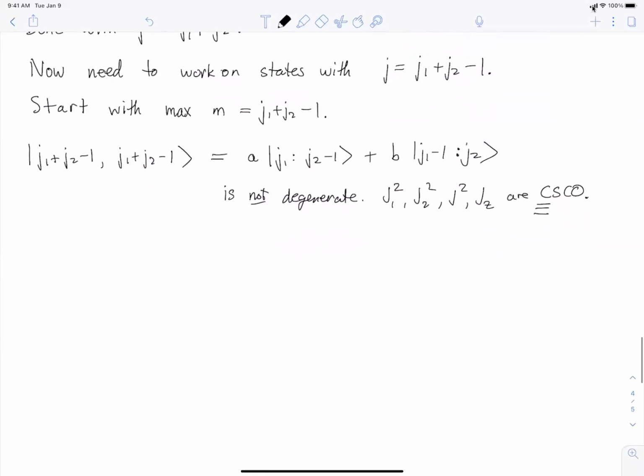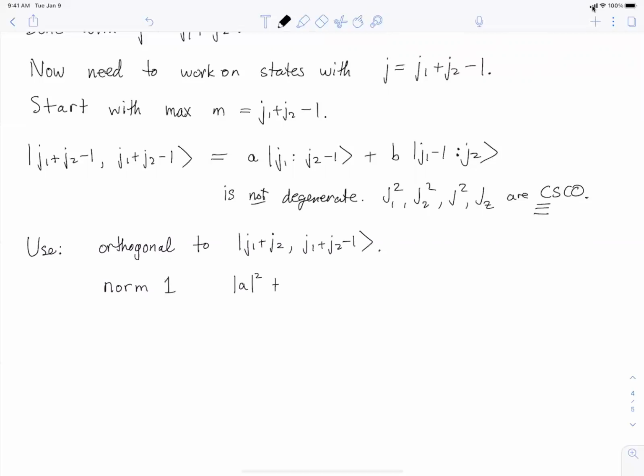Okay, so now how are we going to find out what A and B are? We're going to use the following facts. The first is that this state has to be orthogonal to this state, which we had already found up above. Okay, so it's orthogonal to that. We're also going to require that it has norm 1, which just means that magnitude of A squared plus magnitude of B squared has to equal 1.